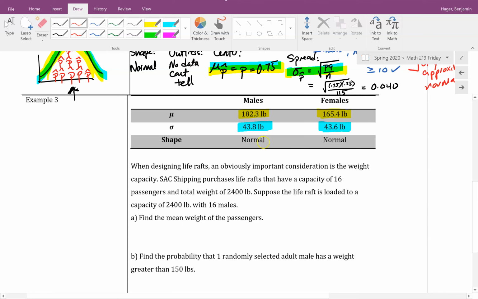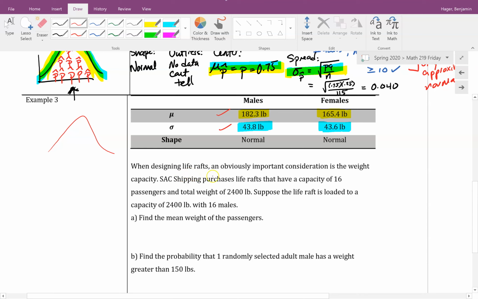And they tell us the distribution or the shape is normal for both males and females. So the data they're looking at are the weights of males and females. They're saying they're normally distributed with that mean and that standard deviation, center and spread. All right, so let's take a look.